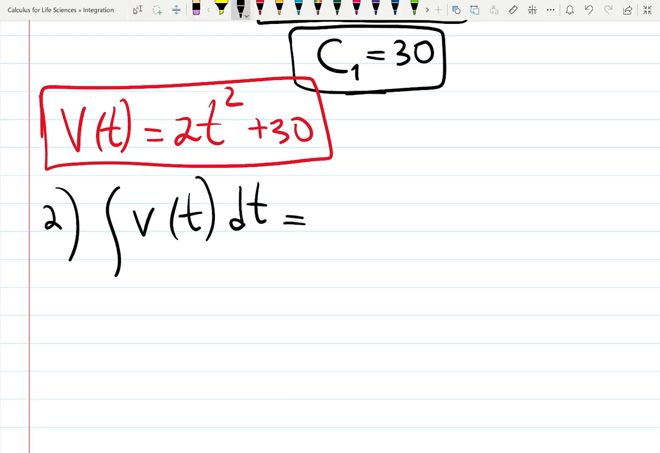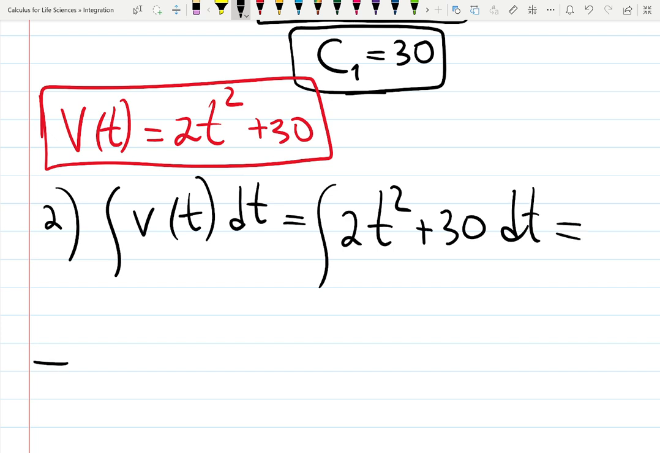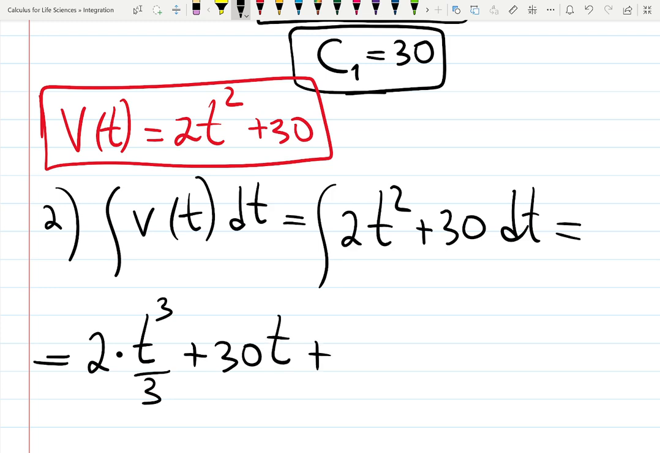If you're integrating the function we just got, it's going to be the integral of v of t, which is the integral of 2t squared plus 30 dt. The integral of 2t squared: 2 stays because it's multiplied. T squared becomes t cubed over 3. And then what is the integral of 30? 30t, because what gave you 30 when you differentiated? 30t. Then don't forget plus c, but not to match with the previous c, let's call it c2.